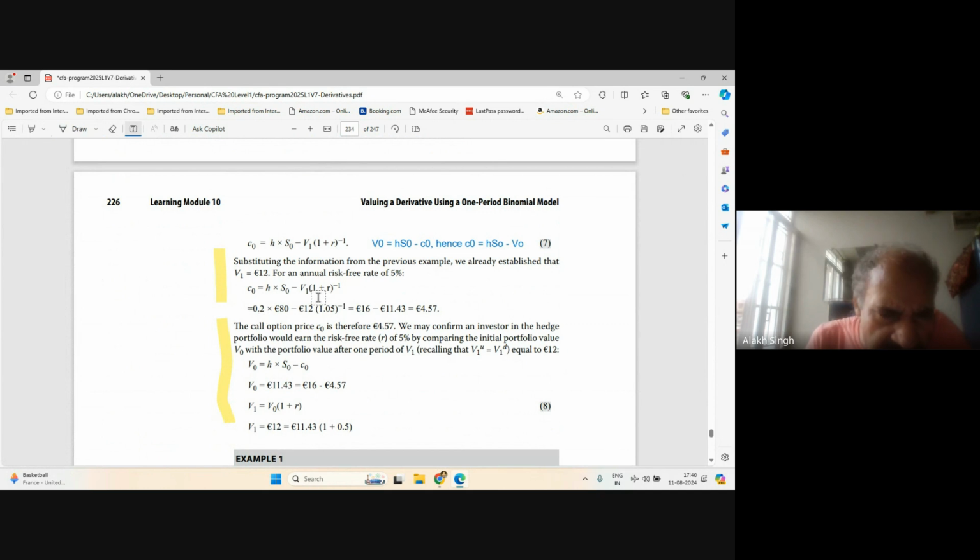So that's why H was calculated as 0.2, S0 is 80. You remember this. And 12 is the V1 discounted by 1.05 to the power minus 1. So 16 minus 11.43. V0 is 11.43. So the call is equal to 4 euro 57 cents. That is the price of the call.